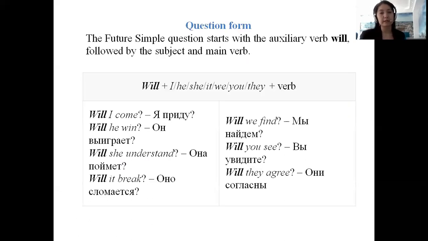And the last one, it is question form. The future simple question starts with the auxiliary verb will, followed by the subject and the main verb. We write will, then subject plus verb, yes? For example, will I come? Will he win? Will she understand? Will it break? In plural form, we say, will we find? Will you see? And will they agree?